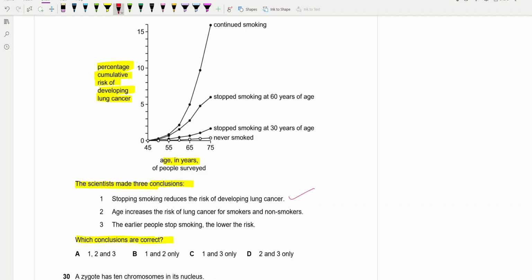Number two says age increases the risk of lung cancer for smokers and non smokers, which is correct. Option three says the earlier people stop smoking, the lower the risk, which is correct. So the correct option would be option A, 1, 2, and 3.